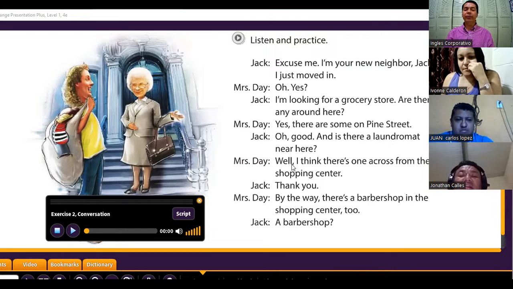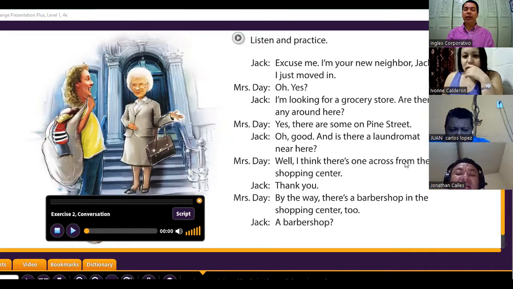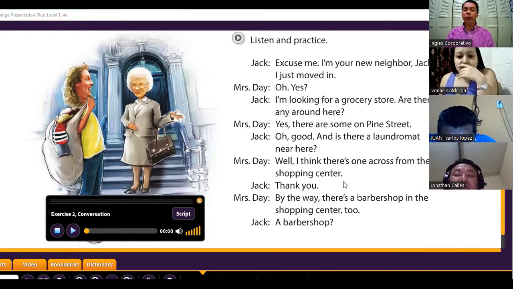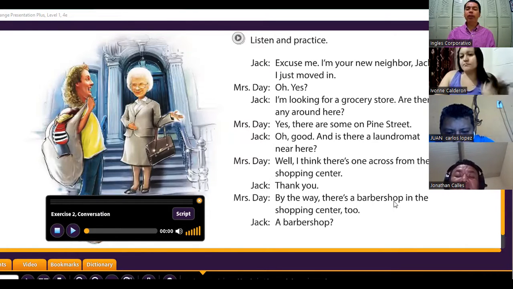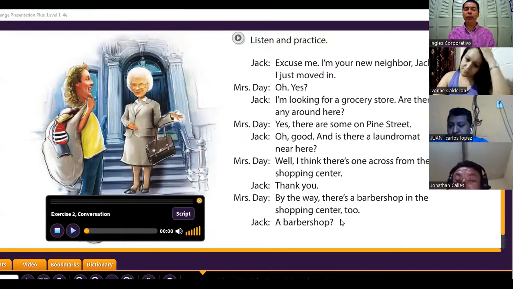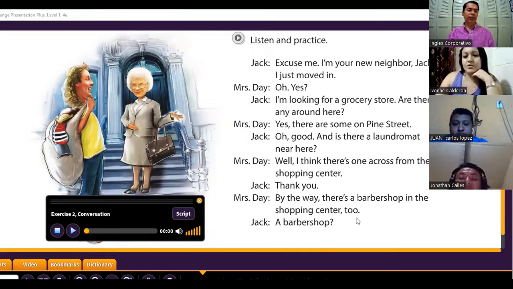Well, I think there's one across from the shopping center. I think there's one across from the shopping center. Thank you. By the way, by the way, there's a barber shop in the shopping center too. There's a barber shop in the shopping center too. A barber shop.